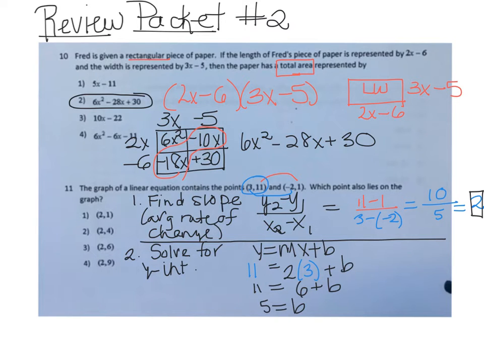So the equation for this line is y is equal to 2x plus 5. I'm going to put this into my graphing calculator, and I'm going to check to see which one is in the table, also designating the point that lies on the graph. So the one that works, the one that you're able to find in the table, is the coordinate (2, 9), which is choice 4.